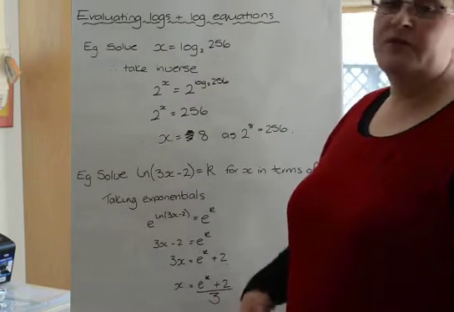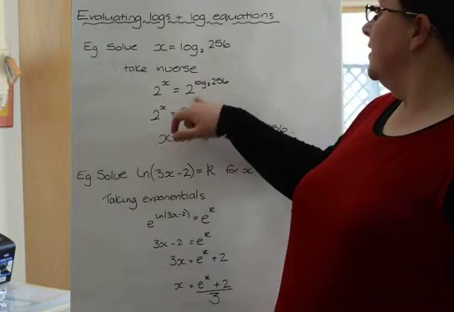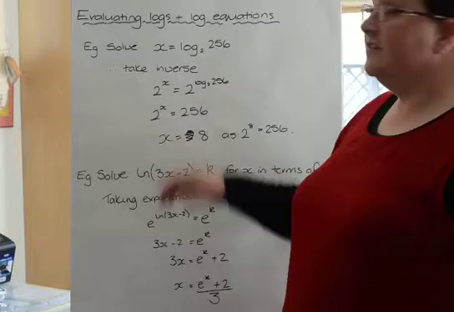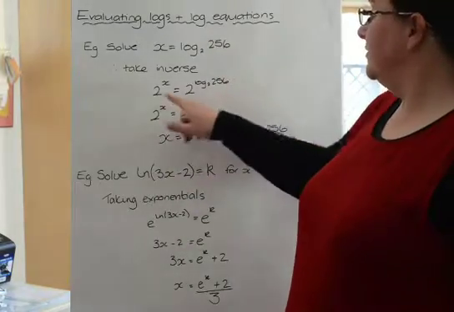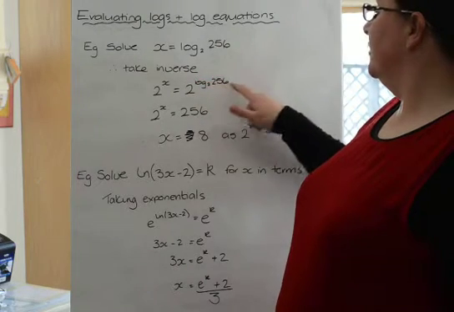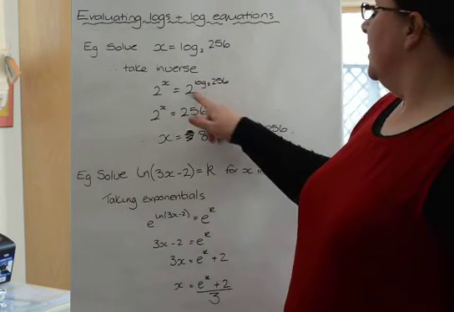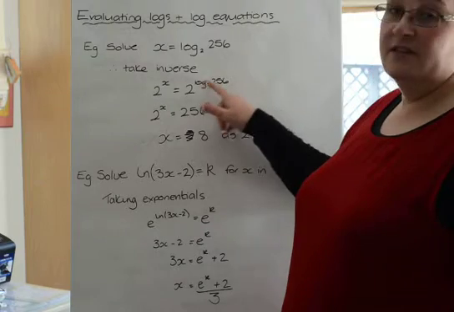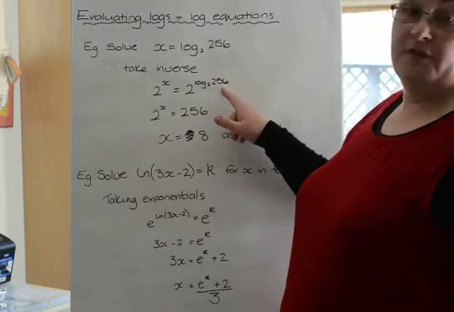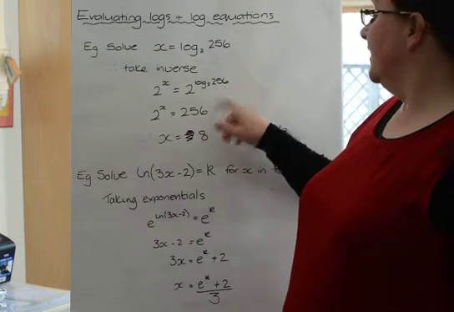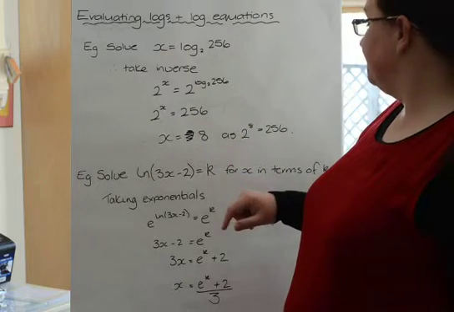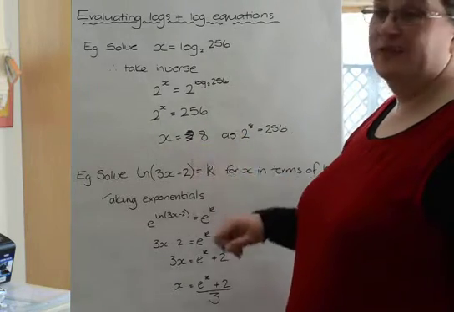The first thing we're going to do is take the inverse. Remember that if it's an inverse and it's base 2, the inverse is going to be 2 to the power of whatever it was. So I now have 2 to the power of x, 2 to the power of log base 2 of 256. Now remember, 2 to the power of anything to the log base 2 is just going to be the number at the end. So we now have 2 to the x equals 256, and therefore x equals 8.